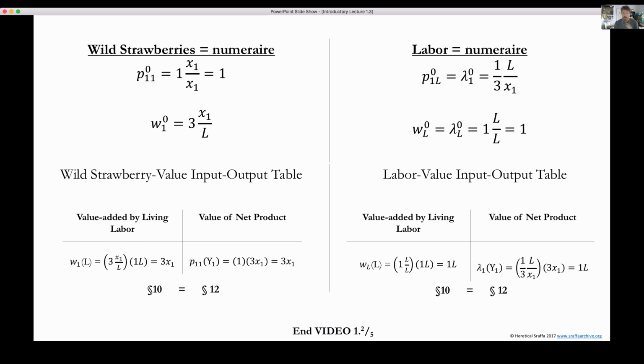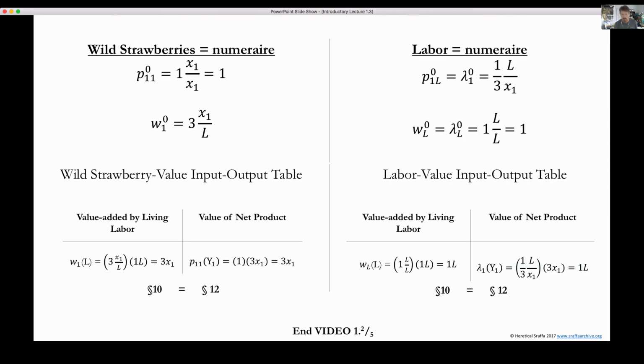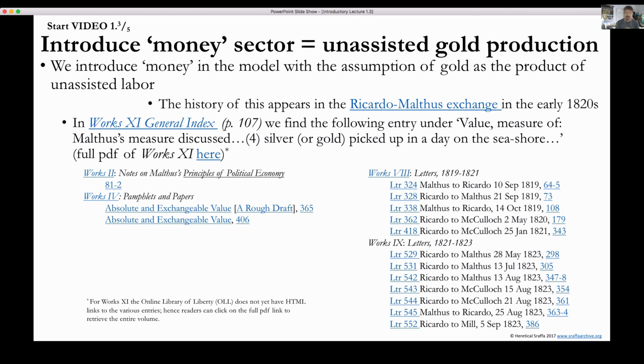Okay, so this is the end of the second part of this video. In the next part of the video, we're going to introduce the money sector with unassisted gold, and there we're going to start looking then at some of the debates that were happening in the correspondence between Malthus and Ricardo.